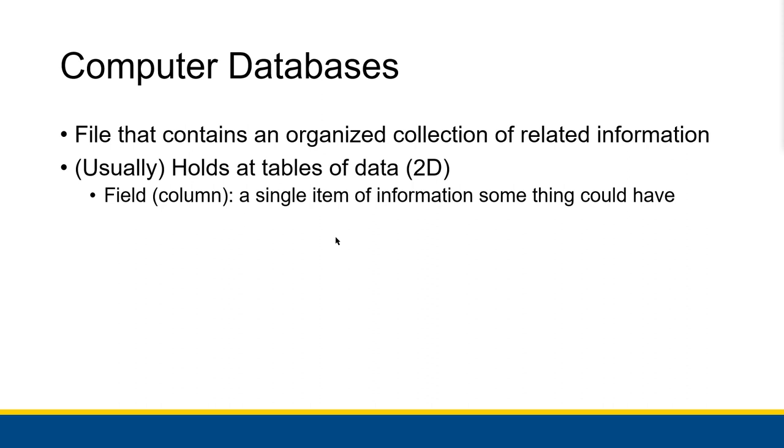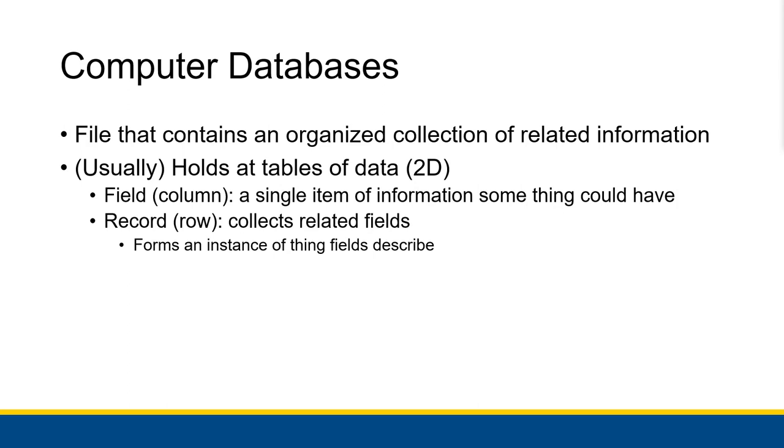If you had a database of student information, all students have a student ID, so a field could be their ID. Or all students have a last name and a first name, so the last name could be a field, and the first name could be a field. A field is just some describer of all things that are in your database. And then a record, or a row in the database, collects related fields that all describe the same thing. So it forms an instance of the thing that all of the fields happen to describe.